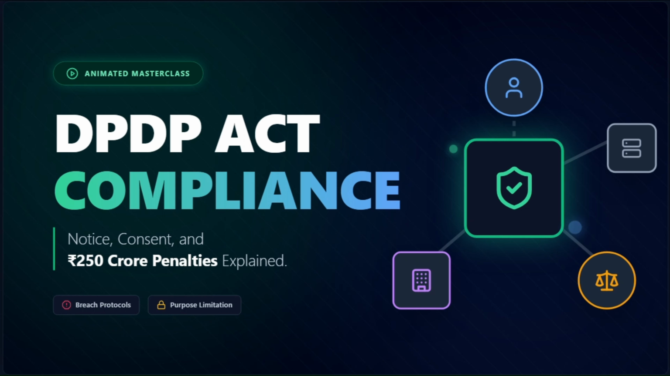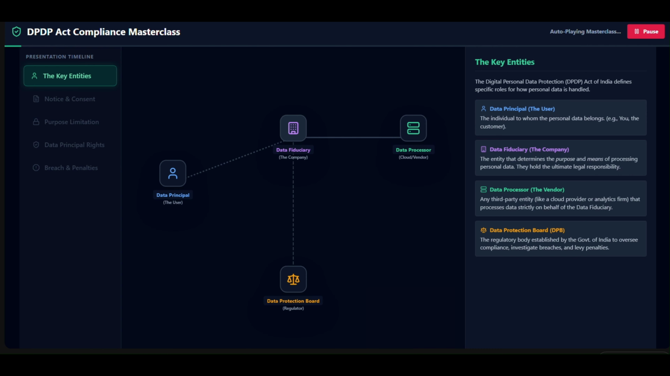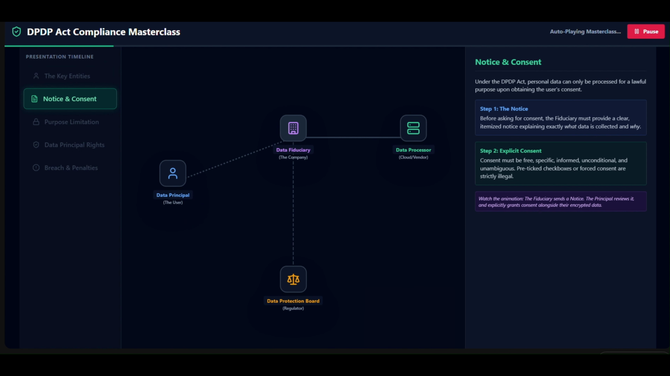Welcome to the masterclass on India's Digital Personal Data Protection Act. Let's introduce the key players. The data principal is the user. The data fiduciary is the company that determines the purpose and means of data collection. The data processor is the third-party vendor handling the data. And the Data Protection Board is the government regulator enforcing the law.